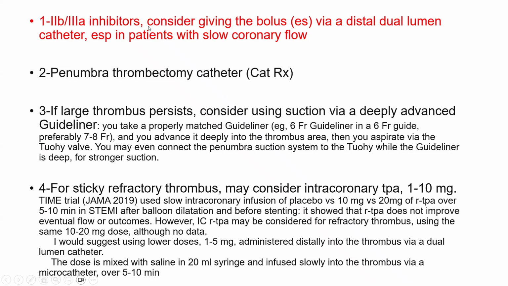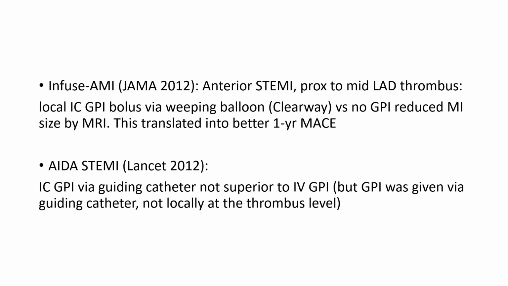So I will start. The first major technique of dealing with heavy thrombus is to use local 2B3A inhibitors. You inject the bolus or boluses via a distal dual lumen catheter into the clot. If you inject them via the guiding catheter in a patient with a slow flow, they may not reach the target thrombus. And you may ask me, what's the data for local 2B3A inhibitors?